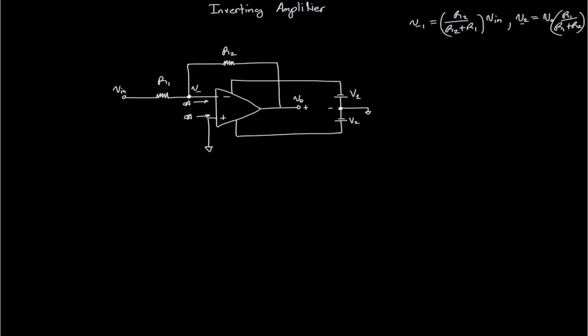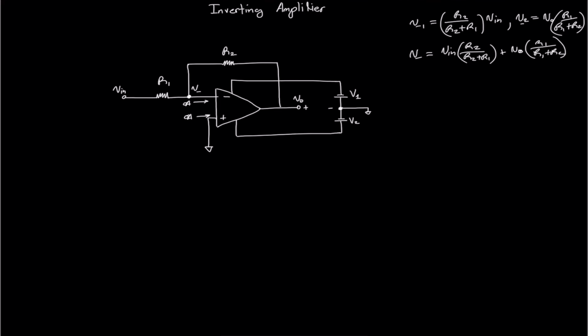So V minus 1 plus V minus 2 is equal to V minus. So V minus is equal to V in R2 all over R2 plus R1, plus V out R1 all over R1 plus R2.